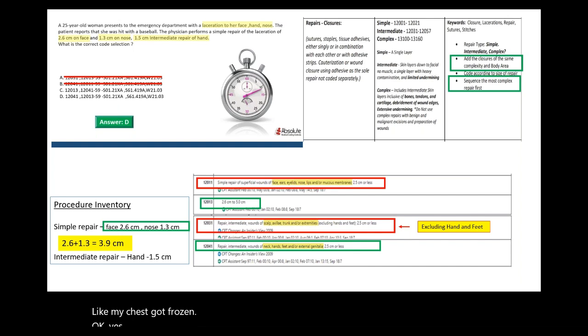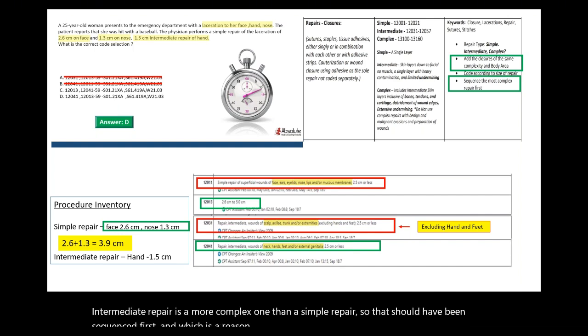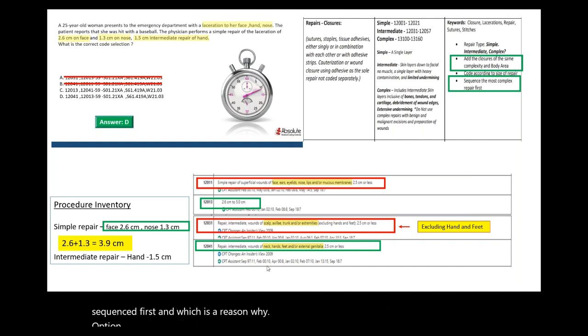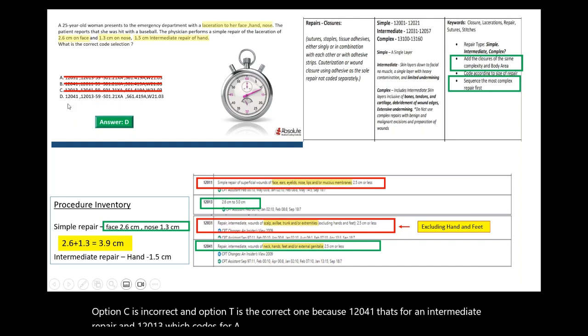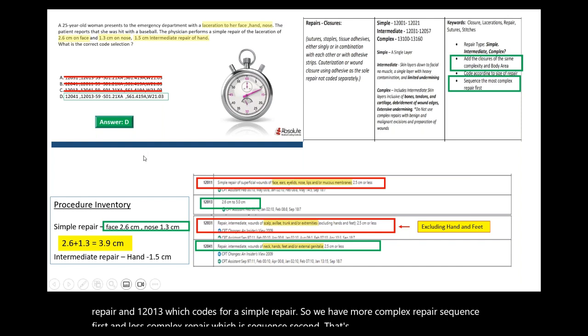Intermediate repair is more complex than a simple repair. So that should have been sequenced first, which is the reason why option C is incorrect and option D is the correct one, because 12041 is for an intermediate repair and 12013 codes for a simple repair. So we have the more complex repair sequenced first and the less complex repair sequenced second. That's why we selected option D as the correct answer.